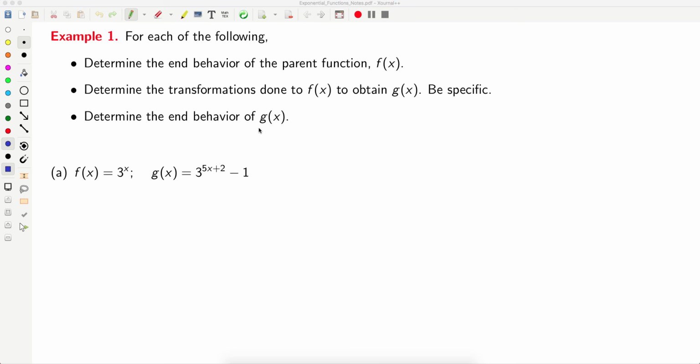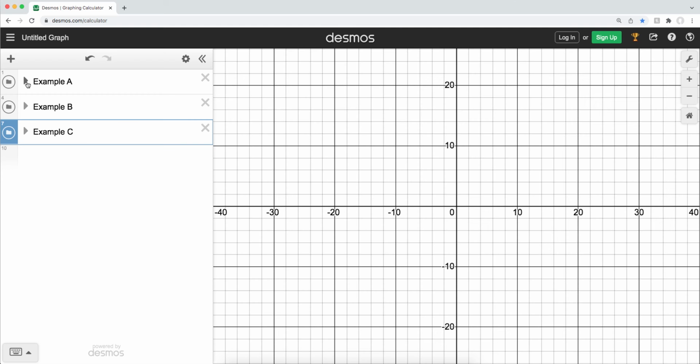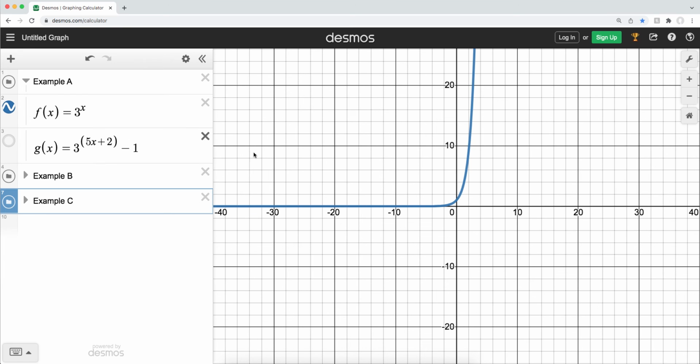So we'll see how shifting and reflections and things like that can alter what the end behaviors are, especially those horizontal asymptotes. So we're going to start with 3 to the x. So f of x is 3 to the x. Taking a look at this one here, if we take a look at the graph of 3 to the x power, we have it right here.